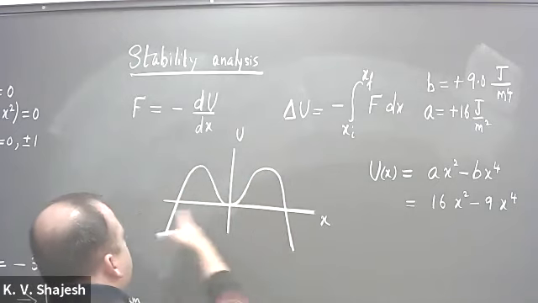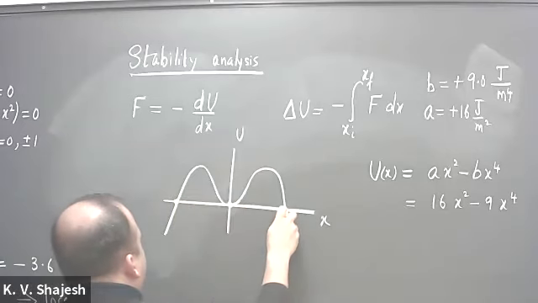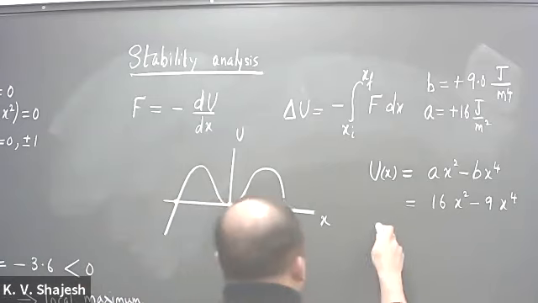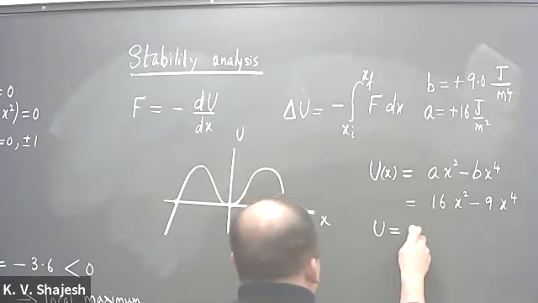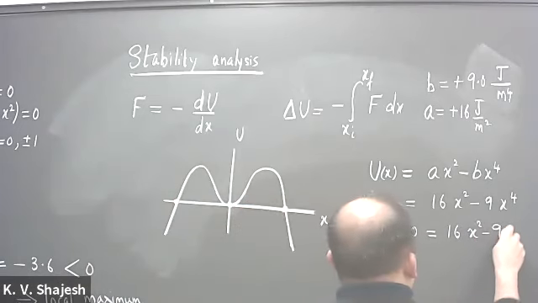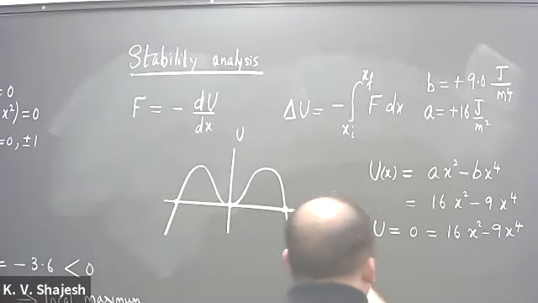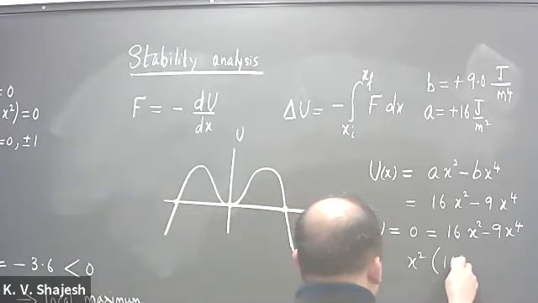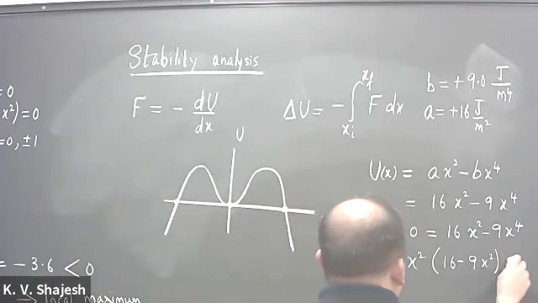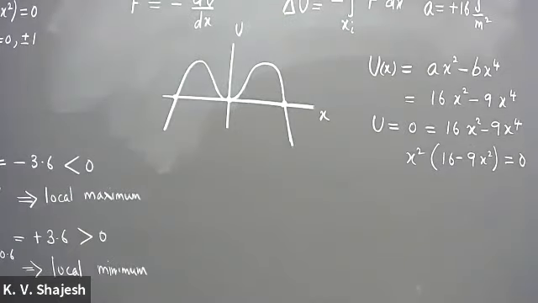So when does this U itself go to 0? U goes to 0 at 3 points, right? So when U is equal to 0, that is given by 16x squared minus 9x to the fourth going to 0. Let me pull that out. So I have x squared and 16 minus 9x squared is equal to 0, which means that x is equal to 0. So there are two values.